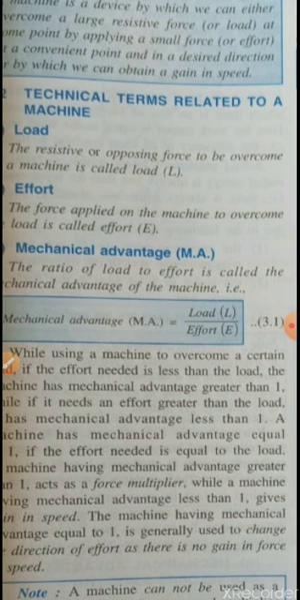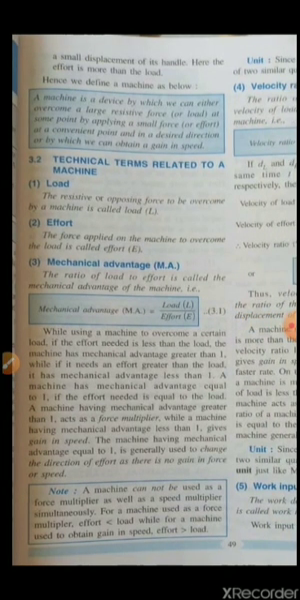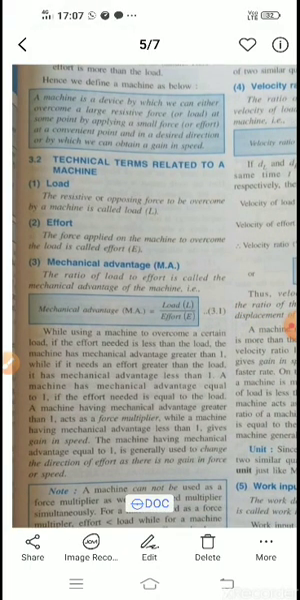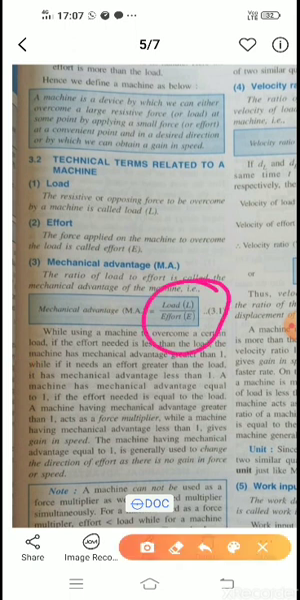Mechanical advantage is nothing but the ratio of load to effort. Load by effort. As I mentioned to you already, depending upon this ratio, whether it is less than 1, greater than 1 or equal to 1, I can decide whether my machine is a force multiplier, a gain in speed, or a change in the direction of effort.